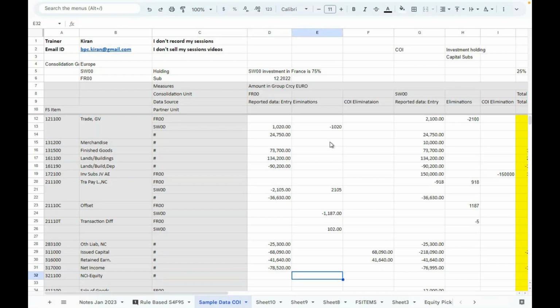So let's calculate this one. 68,090 multiplied by 25%, which is 17,000, also equal to 41,640 multiplied by 25%. How much both together is? Sum of these two, 27,432. This 27,432 I have to post. Correct, right? 25%, 75%, this thing. So NCI 321100, I'm going to post 27,432 minus.